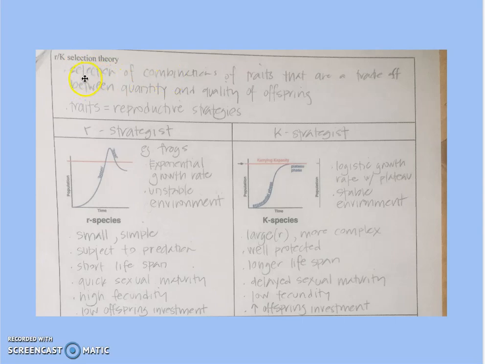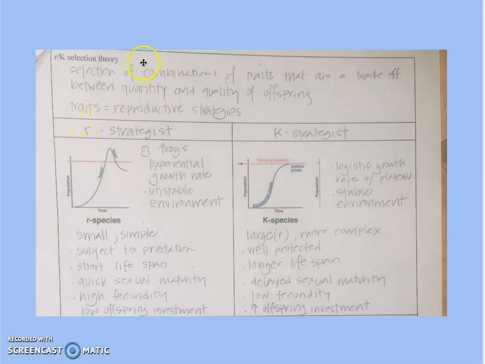So first of all, let's define the r/K selection theory. It's this idea, a theory, a claim that there's a selection of combinations of traits within a species that are a trade-off between quantity and quality of offspring. And in this theory, the traits that are referred to are the traits that have to do with reproductive strategies. So let's talk about it in terms of a couple examples to see if we can make sense of it. There are two categories of organisms.